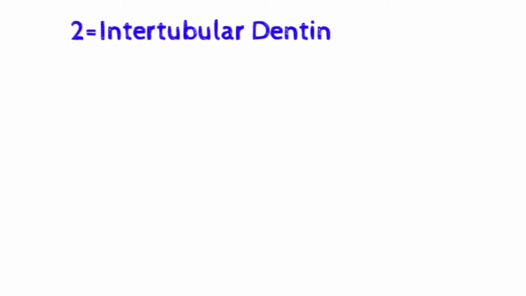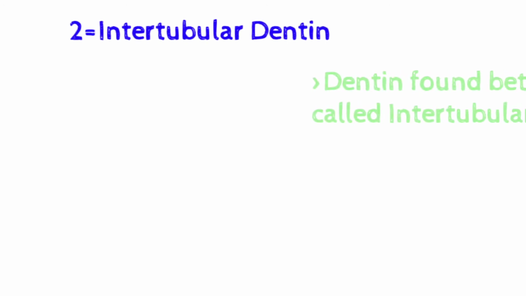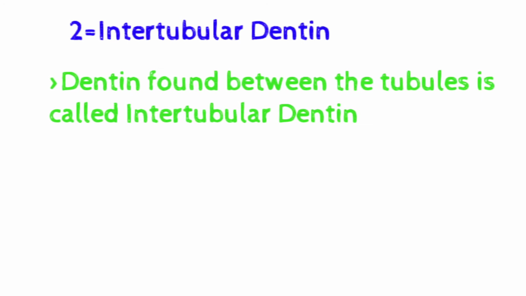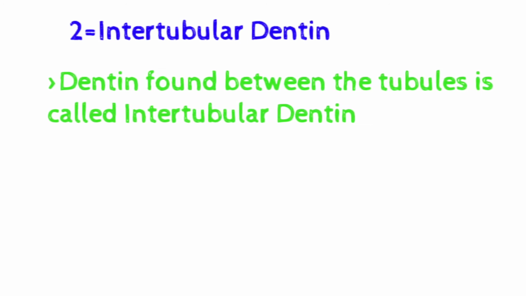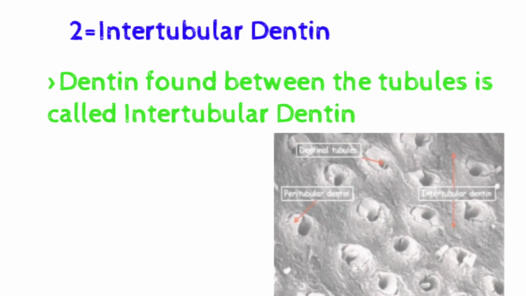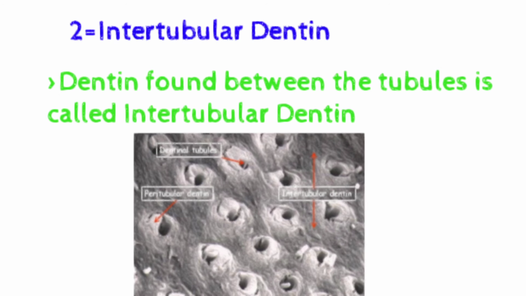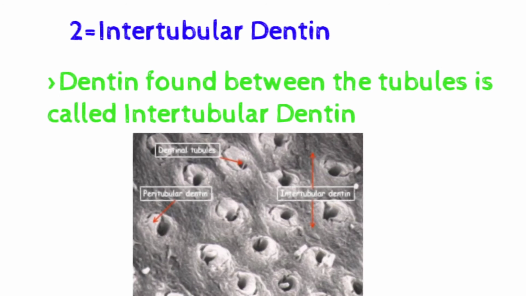Now come to the next type, the intertubular dentin, between the tubules. Dentin found between the tubules is called intertubular dentin. Look at this diagram. On the left side, marked by the red arrow, is the intertubular dentin which is present between the tubules, not inside the tubules.